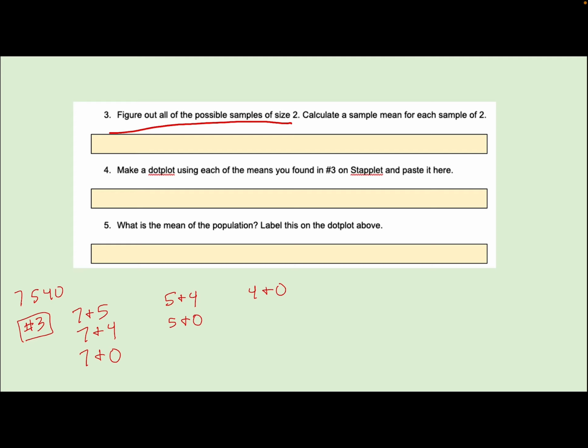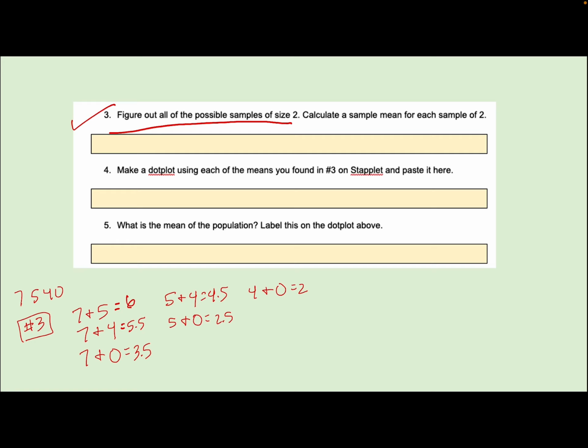Calculating the mean for each one. Let's see, 7 plus 5 is 12. Divide that by 2, we get 6. 7 and 4 is 11, but if I divide that by 2, it's 5.5, 3.5, 4.5, 2.5, and 2. All right, so that's all question 3. We listed out all the possible samples of size 2, and we calculated the sample mean for each of those.